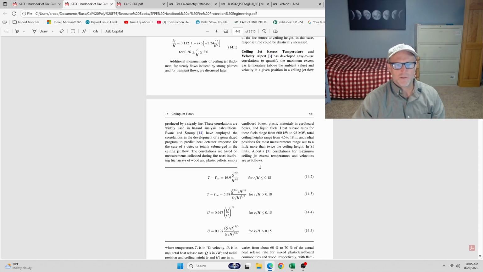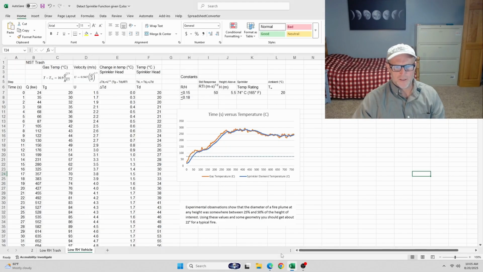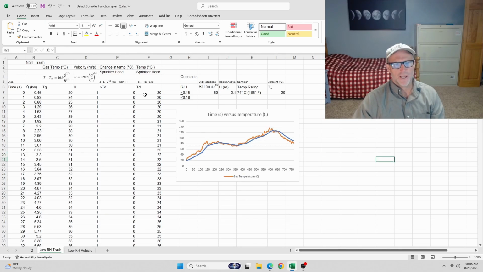So here are some equations that help you gauge some smoke plume temperatures and velocities associated with a fire. These are called Alpert's equations. They're also in the SFPE handbook. And I want to show you, this piece is really not in the handbook, but I want to show you how to calculate it.